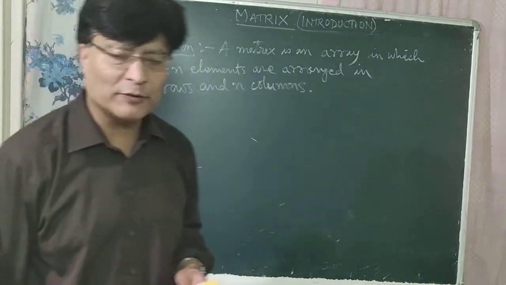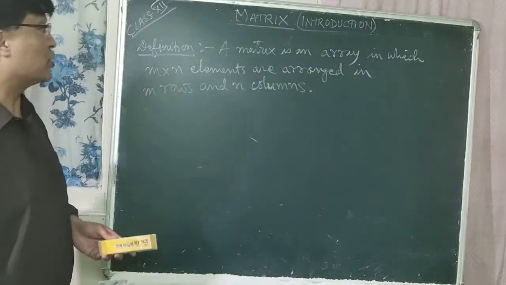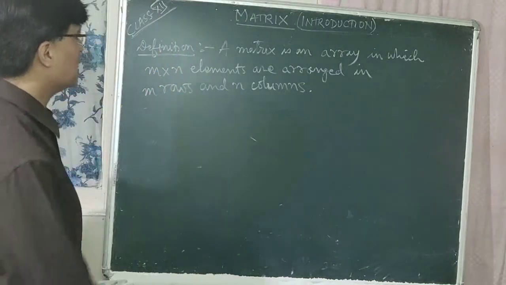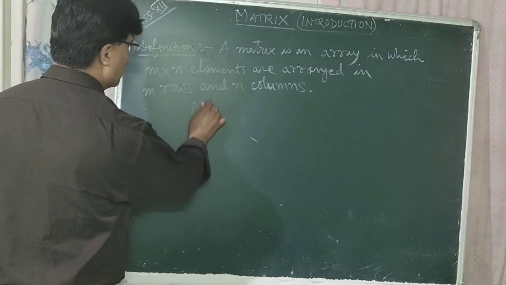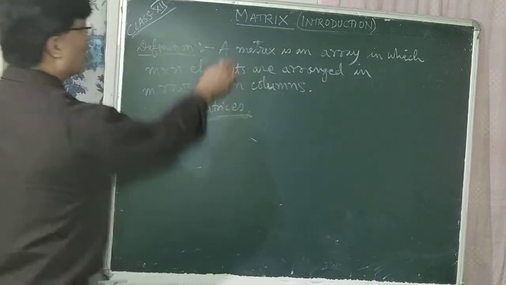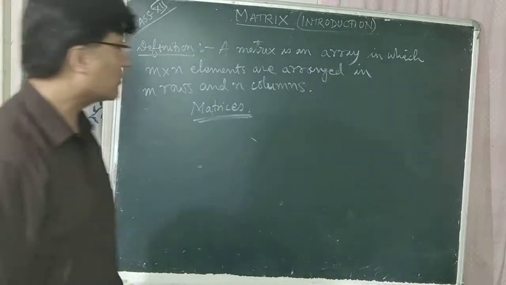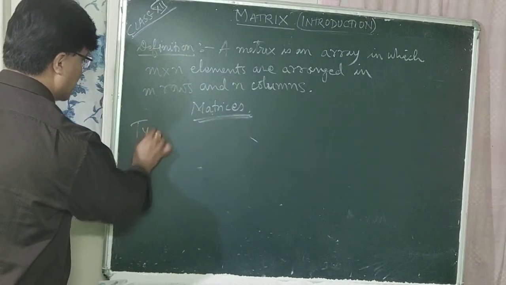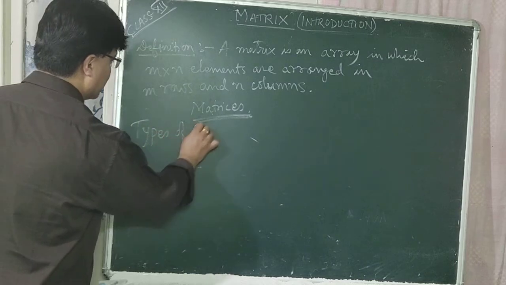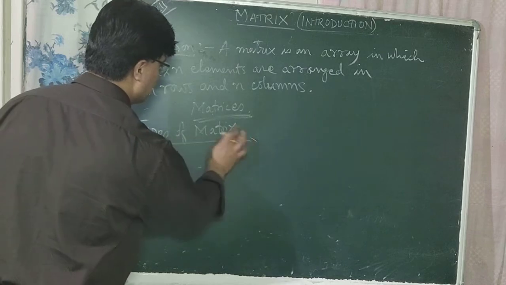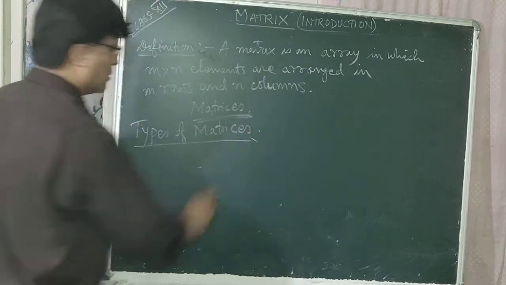So is that clear to all of you? This is the definition of matrix. Now the plural form of matrix is matrices. The plural form of matrix is known as matrices, right? Now let us discuss the types of matrix, or matrices.